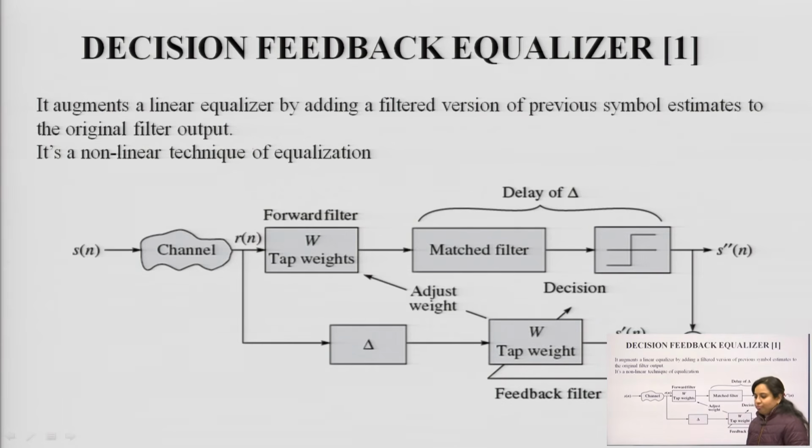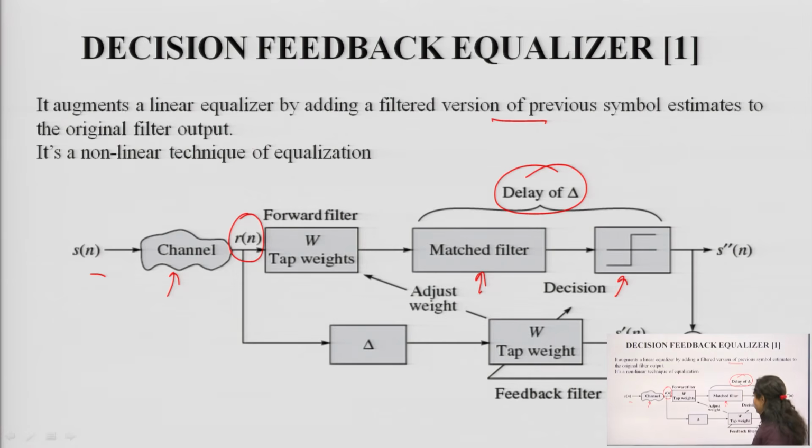Now, this is the decision feedback equalizer. In this case, it augments a linear equalizer by adding a filtered version of the previous symbol estimates to the original filter output. Like this is the transmitted signal passed through a channel. Now, this is the received signal. Here we have to use a particular kind of equalizer which has its own tap weights, which is connected in the forward filter, that is feed forward. Then there is a matched filter which has its own transfer function. Then it is applied to a decision device.